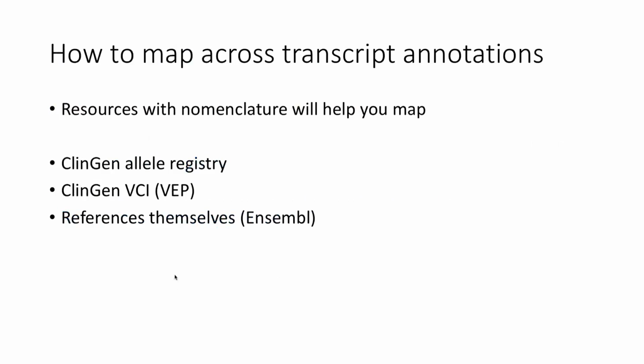So I wanted to talk about how to map across transcript annotations because, as I said, a lot of publications will use RefSeq, clinical labs will use RefSeq, and a lot of resources will actually use Ensembl. Some resources with nomenclature will help you map. For example, the Allele Registry, and I'll show screenshots of these, the VCI using VEP, and then also references themselves. Ensembl will do that, and if you're lucky and you have an LRG transcript, you can go to the LRG site like you saw in the screenshot, and it will tell you the RefSeq and the Ensembl, and it's essentially already curated for you.